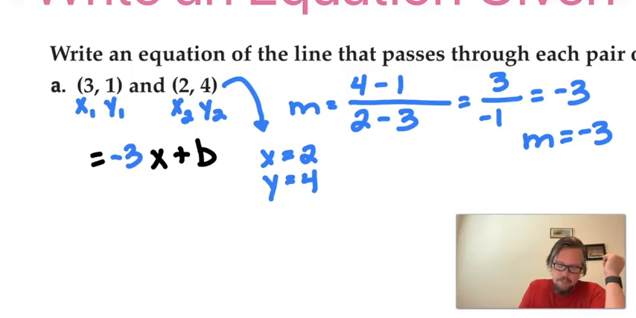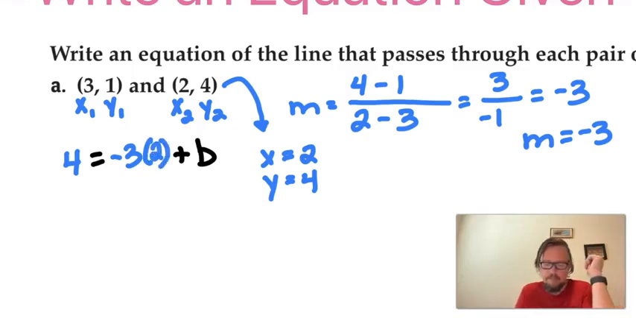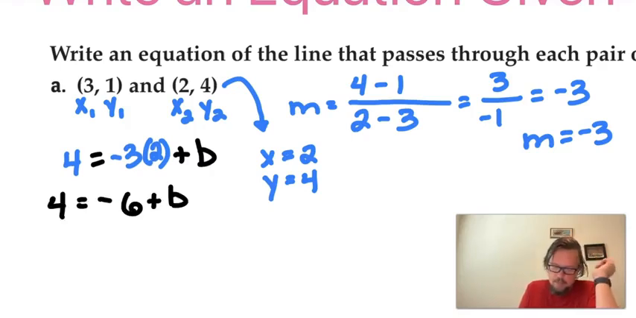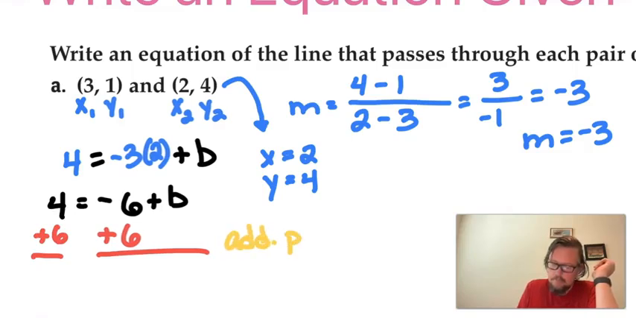We'll use 4 and 2 just because. If you use 1 and 3, I assure you, you will get the exact same answer. So let's replace our values here, and away we go. Negative 3 times 2 is negative 6. We'll add 6 to both sides using the addition property of equality, and our intercept is going to be 10.